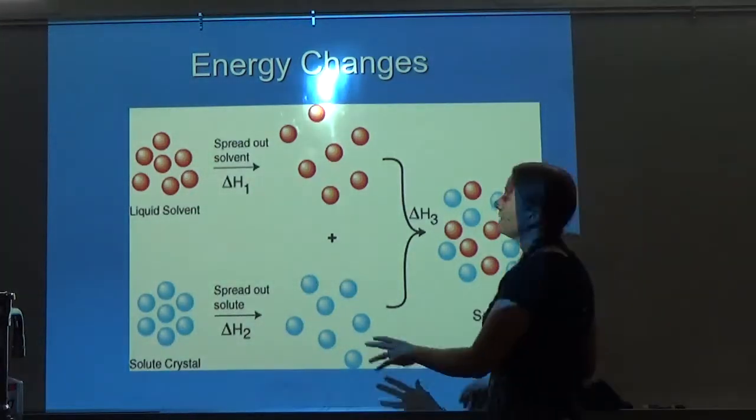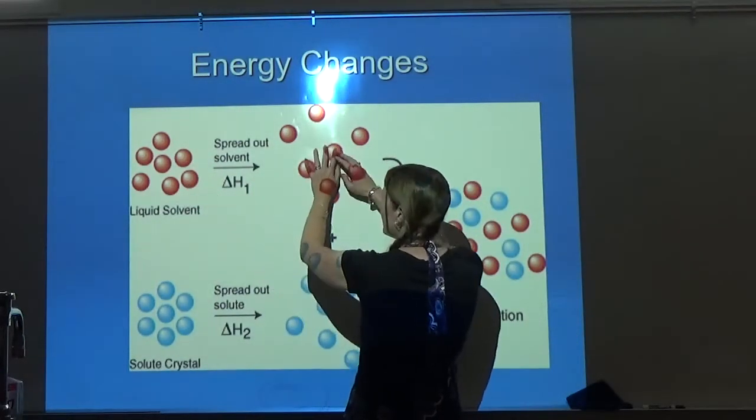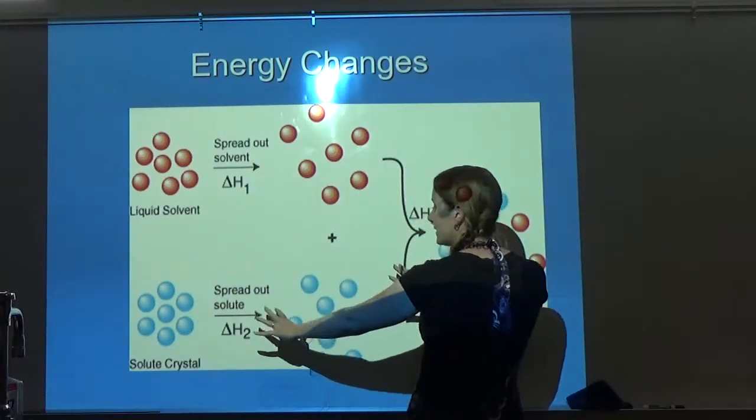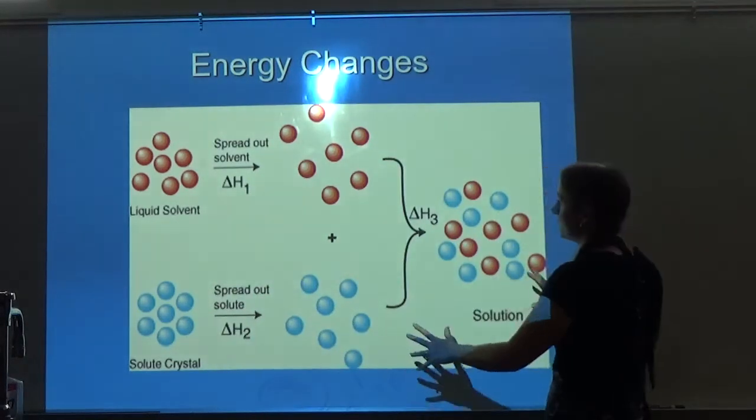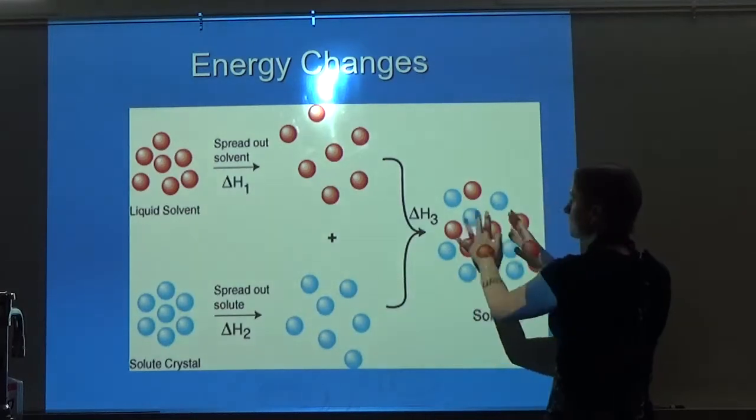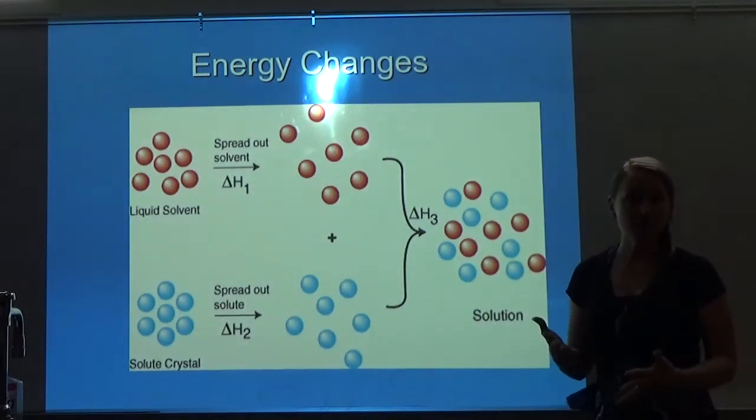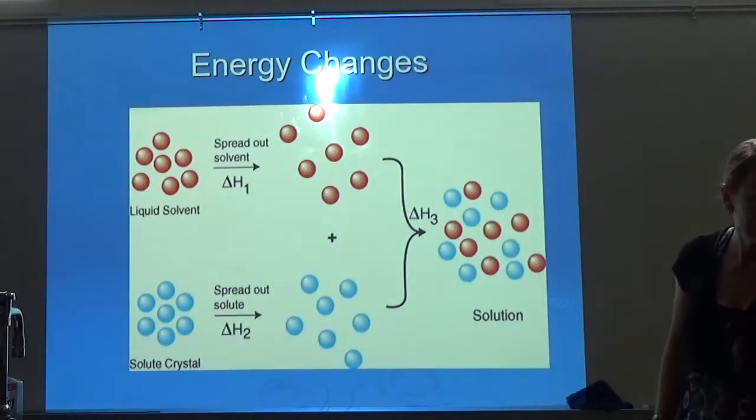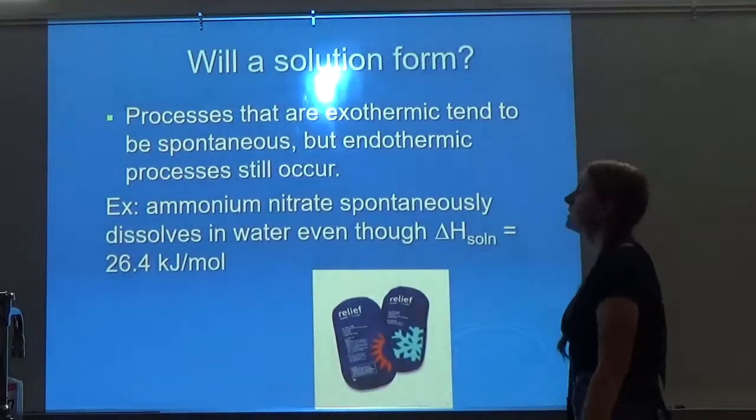Here again you can see an endothermic process is separating the solvent. Separating the solute is also an endothermic process. But when the solute and solvent form attractions with each other, that is an exothermic process where energy is released. So how do we know if a solution is going to form?